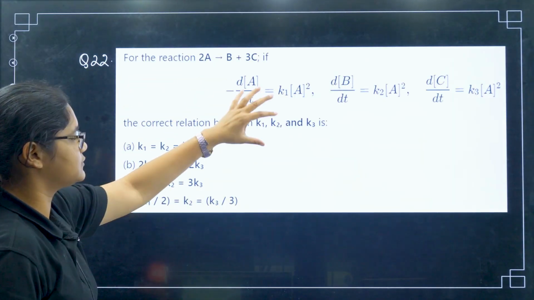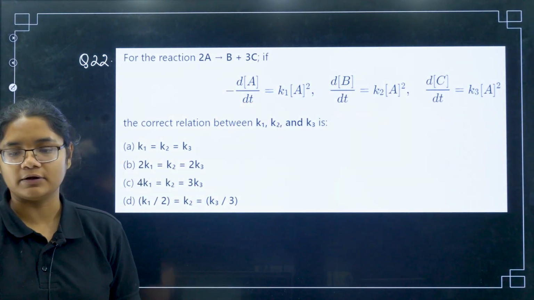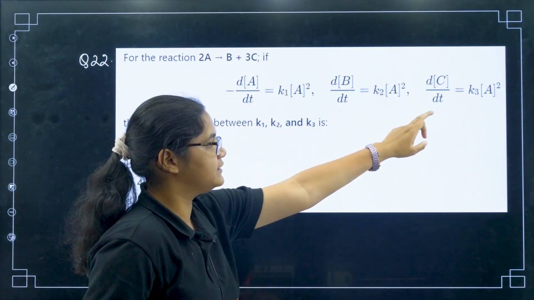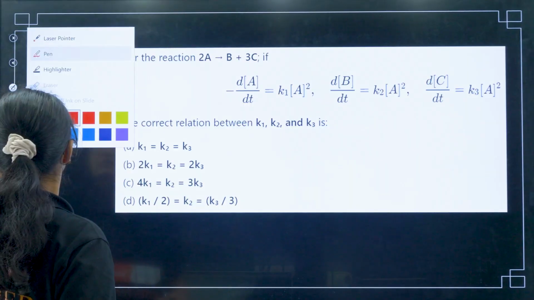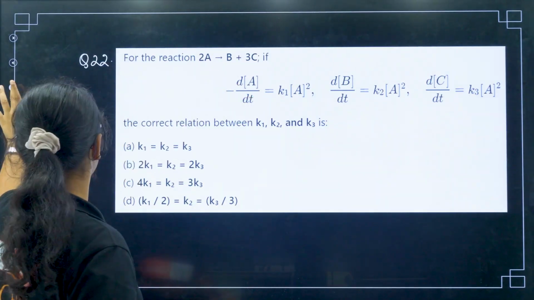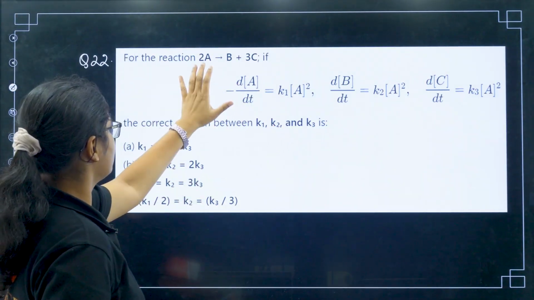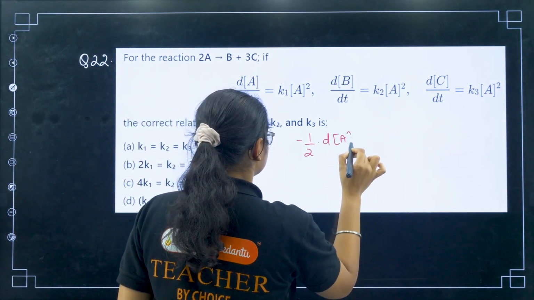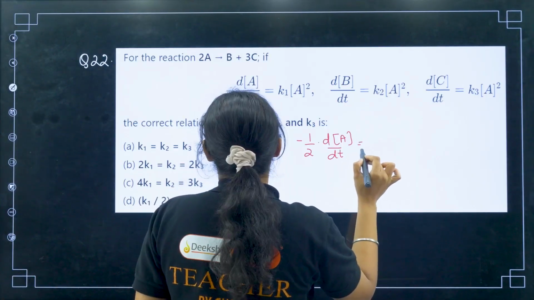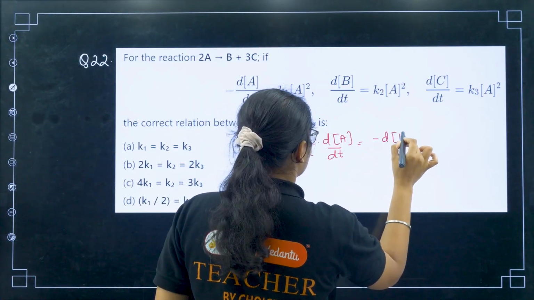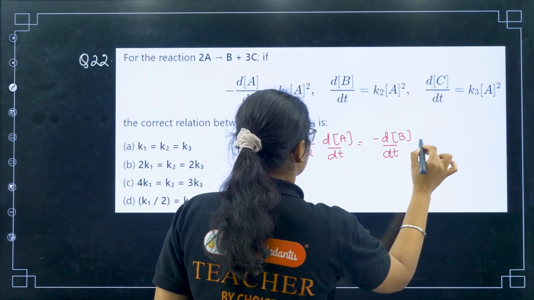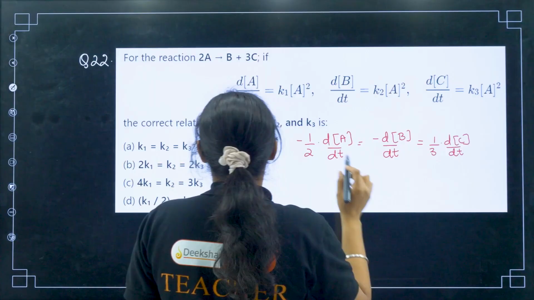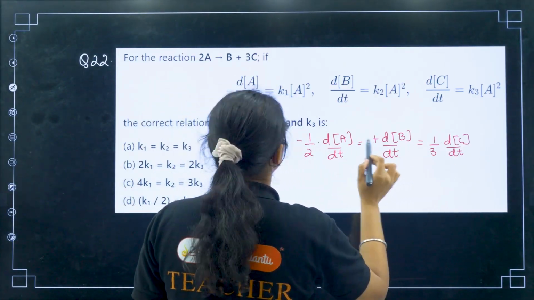Next, for the reaction, what is the correct relation between K1, K2 and K3? This is a good question. You see, minus dA by dt, dB by dt, dC by dt, the values are given. If I want to solve according to this reaction, I can say that minus 1/2 of dA by dt will be equal to minus dB by dt, equal to 1/3 into dC by dt, right? There will be no minus here because it is on the product side.